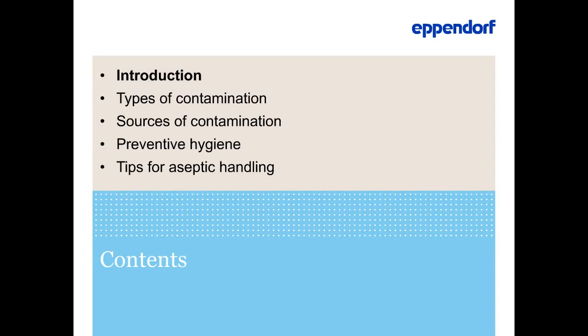First, we will briefly touch on the types of contaminations, because if you fight something in the lab, you would want to know what you are fighting against. We will also speak about the sources of contamination and some easy ways to prevent it. At the end, we will go through just a couple of tips for aseptic handling.